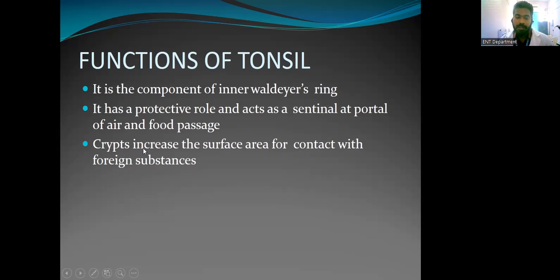I said there are 12 to 15 crypts on the medial surface of the tonsil. Why are the crypts present? Why should there even be crypts in the medial surface? Because it increases the surface area, so that whatever is entering, be it food or air, has a bigger surface area to contact the tonsil.